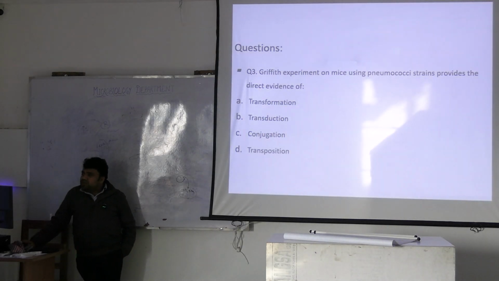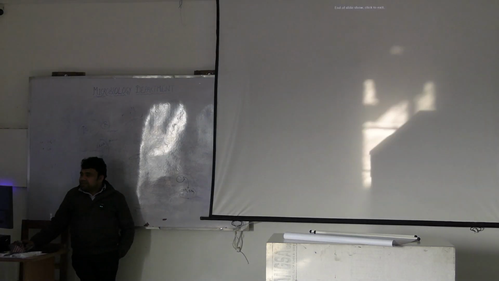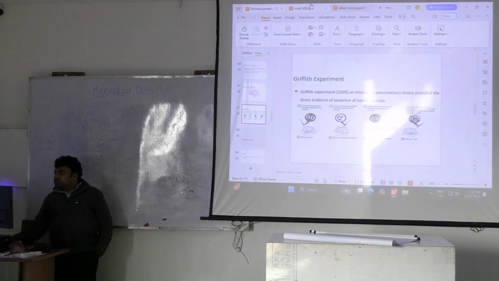The Griffith experiment on mice using pneumococci strains provides direct evidence of R factor, resistance factor. Okay. So now I think I have completed the bacterial genetics.